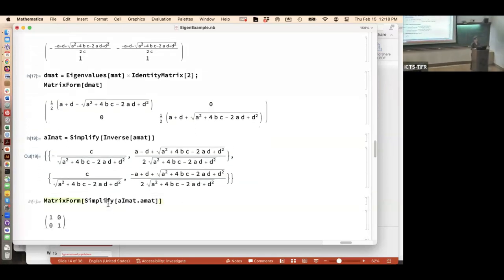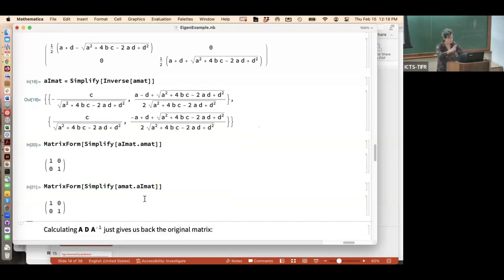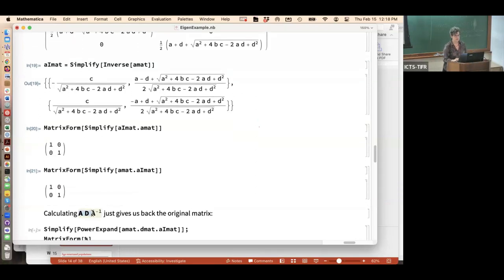And this is just asking Mathematica. Even though these look complicated, if I ask Mathematica to multiply the inverse times A, I get the identity matrix, or the reverse, A times the inverse, it's just good. Mathematica's done what I asked it to. That's not what I want, though. I want this matrix. This is a matrix that I've claimed is identical to my original matrix.